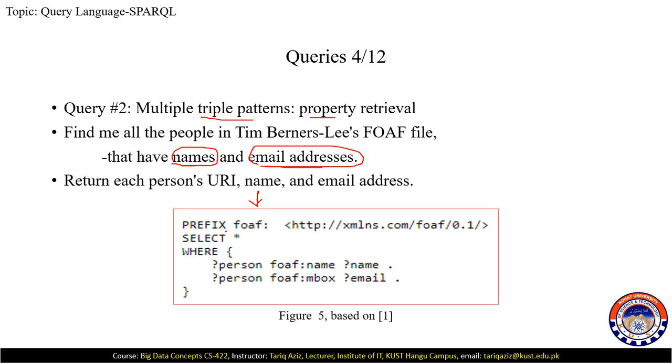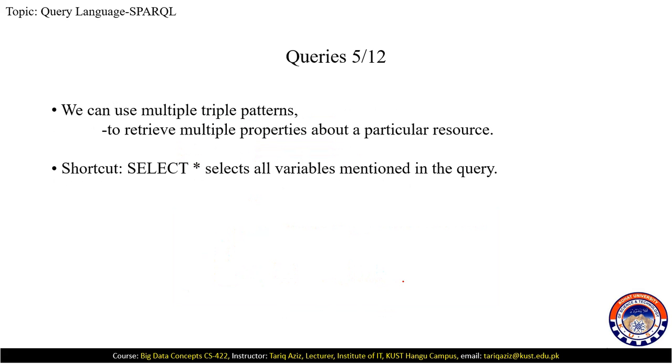Now look at the prefix again, the same prefix FOF, the same resource. In this case, we used a select clause with the star, which means that we need to extract multiple pieces of information. Which information we want to extract, mention it in the where clause. This is the first triple: this is our subject, this is the predicate, and this is the object. So this triple will return the names of the people. Then the second triple: this is our subject, this is the predicate, and this is the object. It will return the emails of the people if a match is found. So what is the expected result?